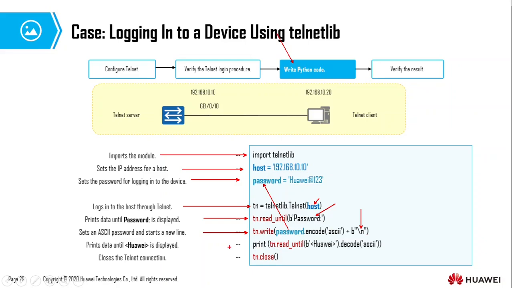Then after that, if the password is correct, we want to use tn.read_until to read until it gets the prompt of that particular Huawei switch. After that, it's going to provide us the system view of that switch, and when we are done, we can use tn.close to terminate the telnet session. So that's how the Python file to log into a device via telnet is going to look.